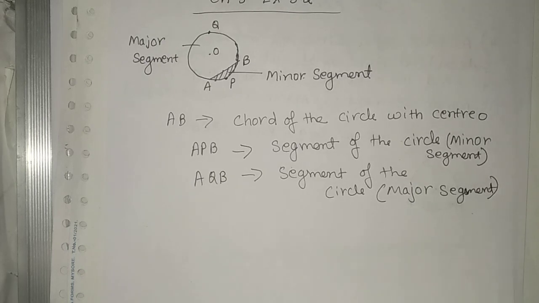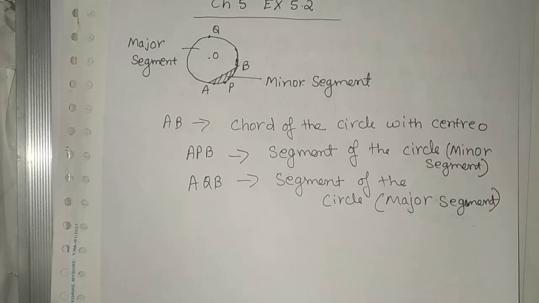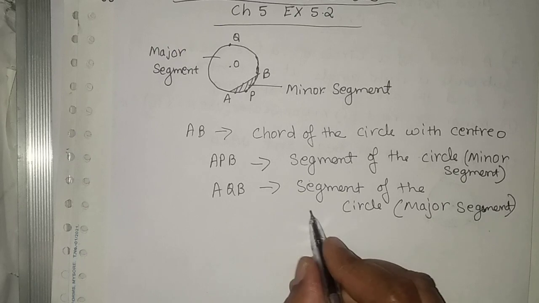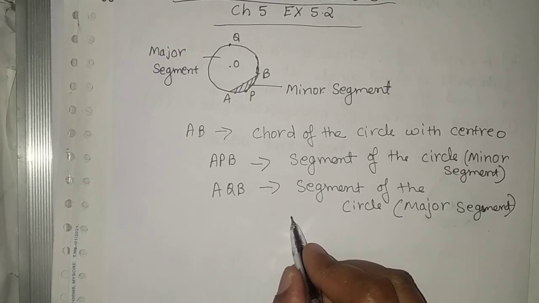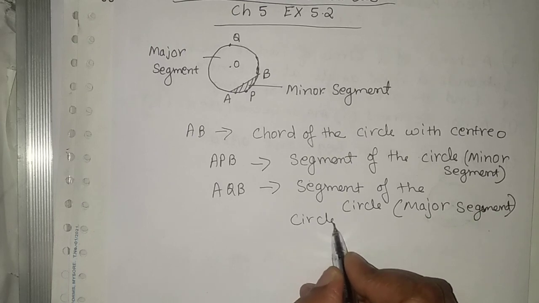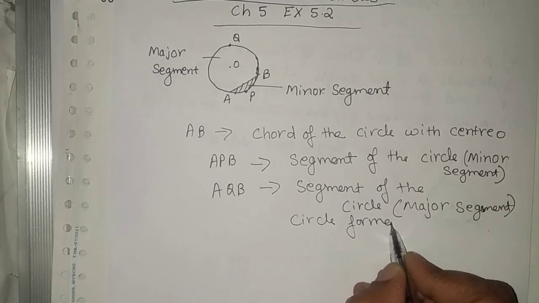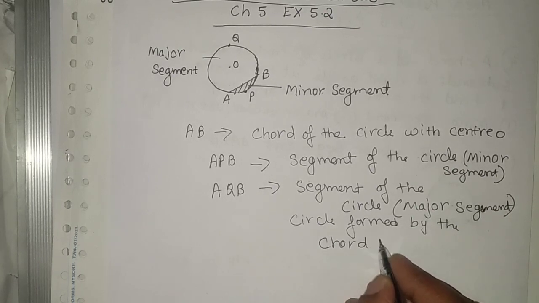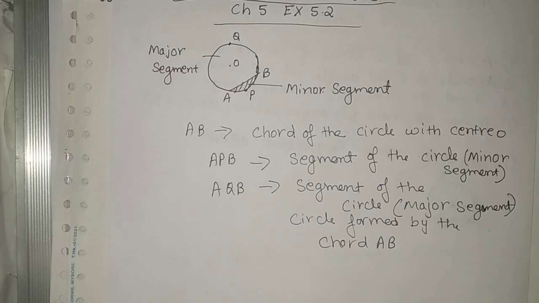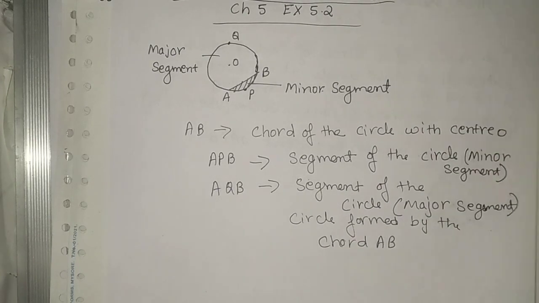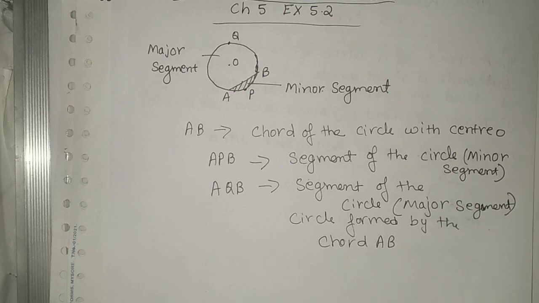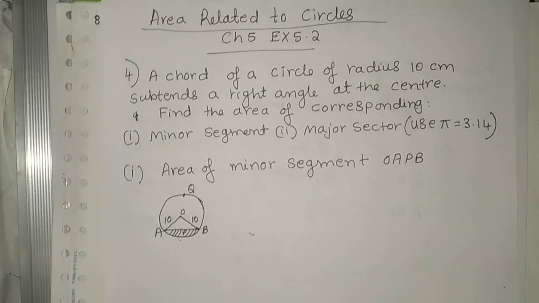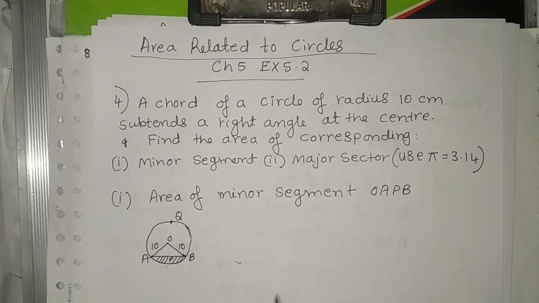That is the fourth problem. We can also say this one is a segment of the circle formed by the chord AB. So this is the definition of minor segment, major segment and the chord. So we go on to the problem. See here in this question also we study about the chord.